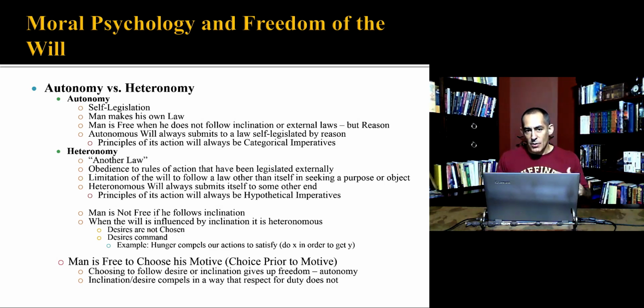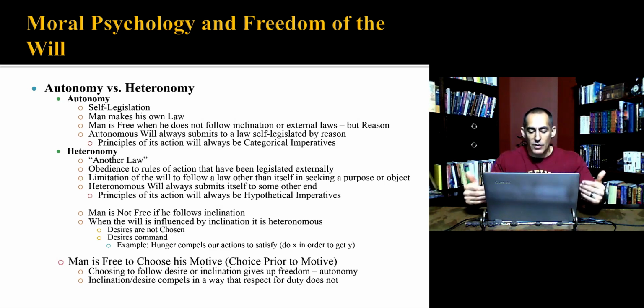Another couple terms that are worth noting for Kant is this idea of autonomy versus heteronomy. Autonomy we've seen before. It's this idea that man is a legislator for his own behavior. He's a self-maker, right? He makes his own laws. And man is free when he doesn't follow inclination or some kind of external force, right? But he's free when he follows his reason. A little different than the existentialist, though existentialism again embraces this idea of autonomy as well.